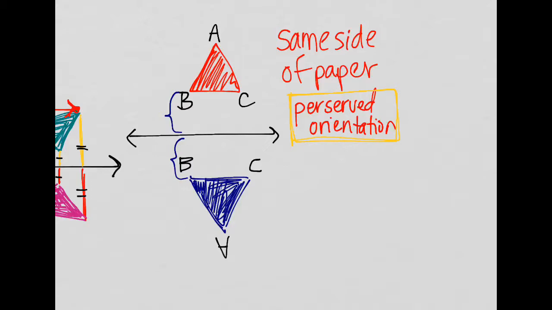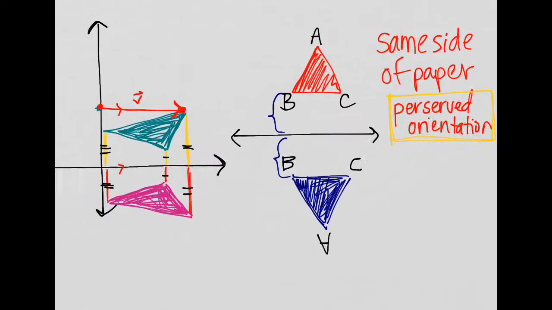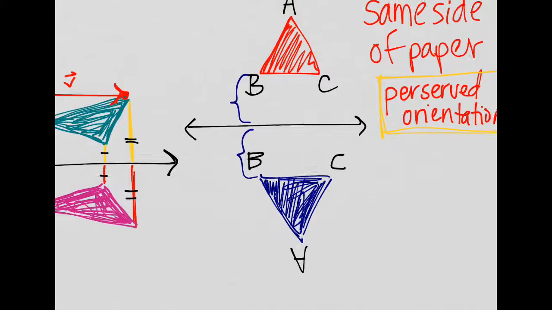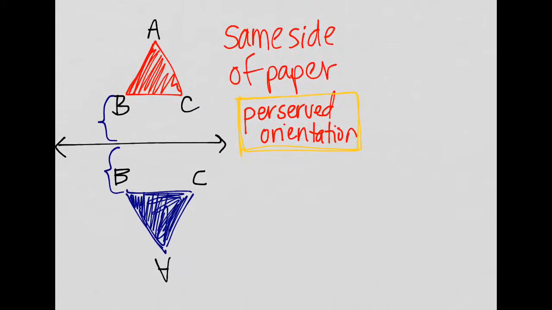Alright, if this were reflected over, just like I did over here, just like in the mirror, you are now seeing the other side of the paper. Okay? So if you see the other side of the paper, to be blue, you did not preserve orientation. This is actually called a reversed orientation.